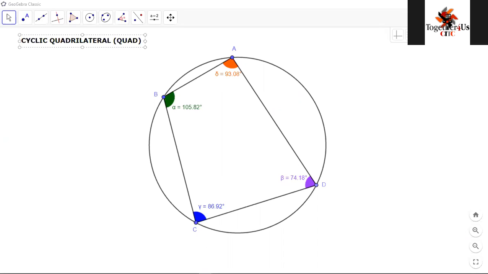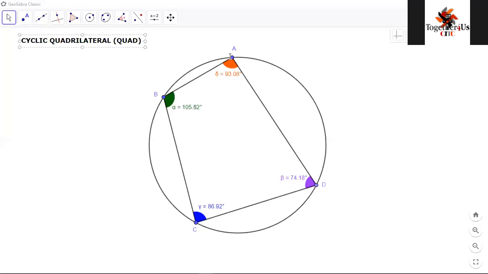Now, what I've got for you here is what we call a cyclic quadrilateral. Now, what is a cyclic quadrilateral? A cyclic quadrilateral is a quadrilateral which has got vertices or points lying on the circumference of the circle. That is the easiest simple definition that you've got to understand for now. All the 4 points lie on the circumference.